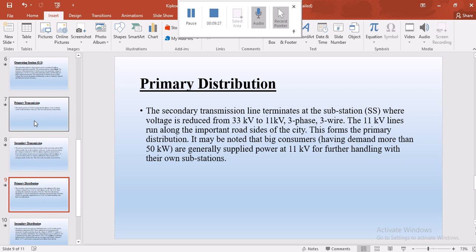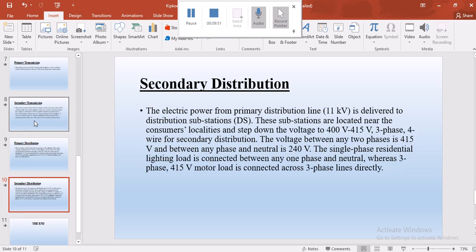Then we move to this part from the substation to the distributing station, that is these normal transformers that will be forming our primary distribution. And in primary distribution, the voltage that is normally distributed is 11 kilovolts. And then we move to the last part, that is the secondary distribution. The electric power from the primary distribution line, that is, the 11 kilovolts, is delivered to distribution substation. That is, I'll call it the transformers.